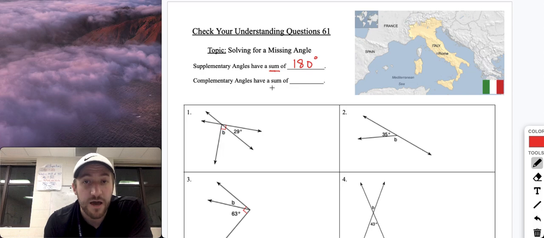Complementary angles have a sum, again, the answer to an addition problem, of 90 degrees. So when we add supplementary angles together, we get 180 degrees. When we add complementary angles, we get 90 degrees. So those are two things you kind of just have to memorize. It is what it is.